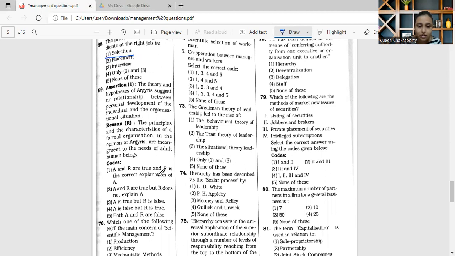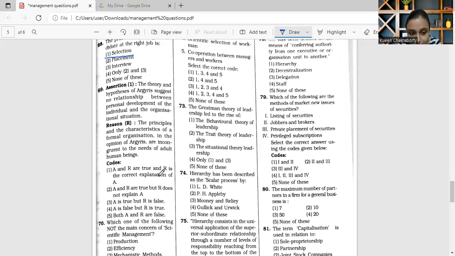Next, we have another assertion, that is question number 69. So 69 says, the theory or hypothesis of Argyris suggests no relationship between personal development of the individual and the organizational situation. The principles and the characteristics of the formal organization, in the opinion of Argyris, are incongruent to the needs of adult human beings.